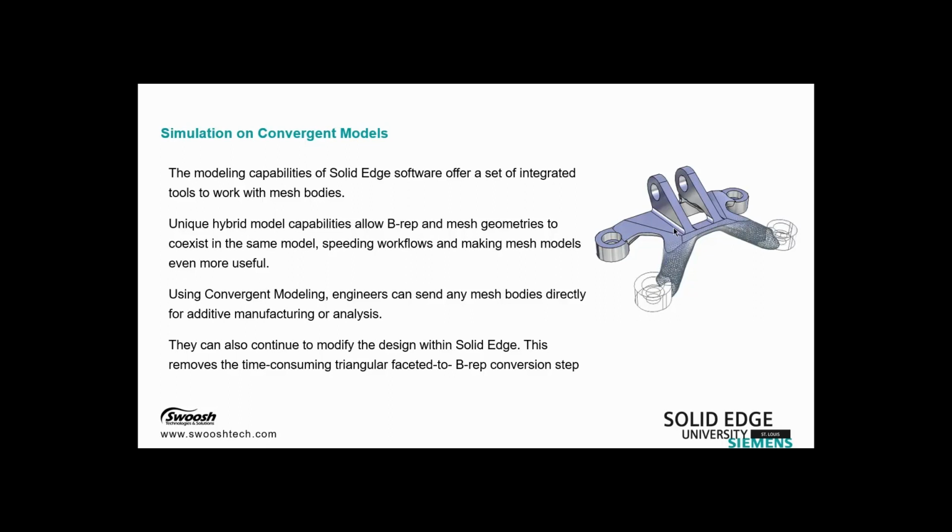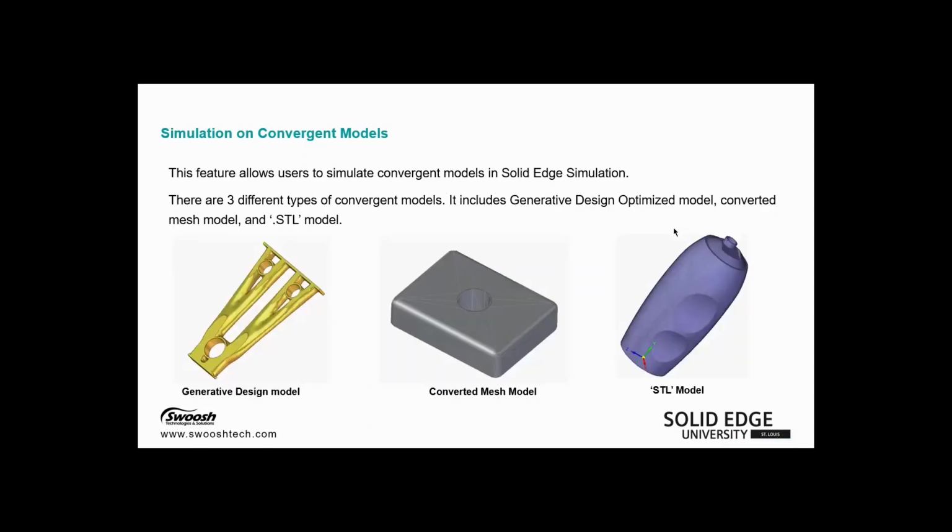So using convergent modeling, engineers can send mesh bodies pretty much directly to additive manufacturing, to 3D printing, or for analysis. At the same time, using the hybrid approach, working on hybrid models, they can continue modifying their designs within Solid Edge. The feature allows users to simulate convergent models in Solid Edge simulation, and it's a huge leap forward. There are three different types of convergent models. They include generative design optimized model, converted mesh model, and STL model from the outside world.